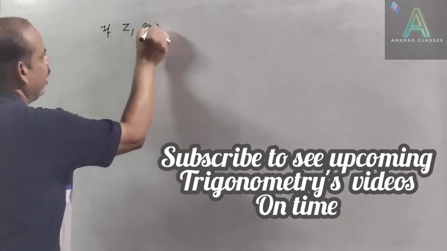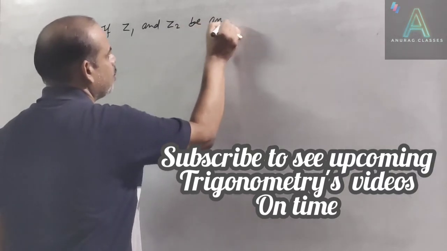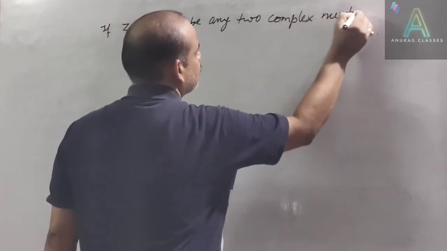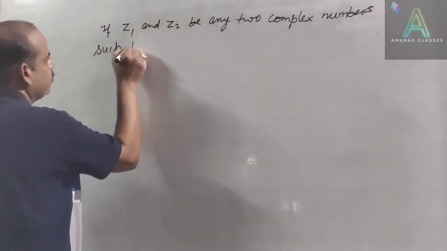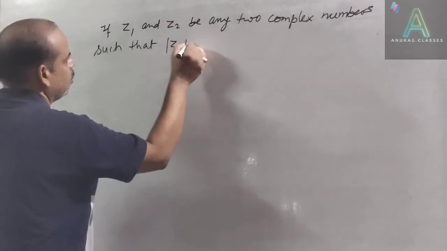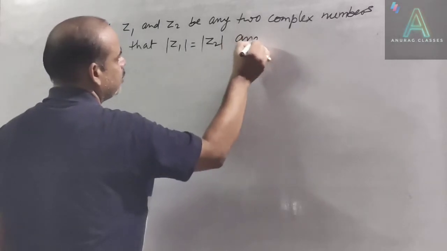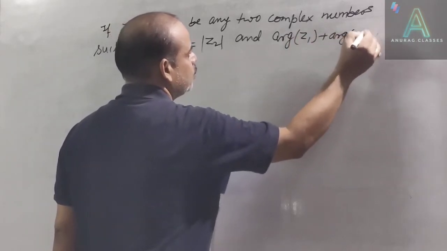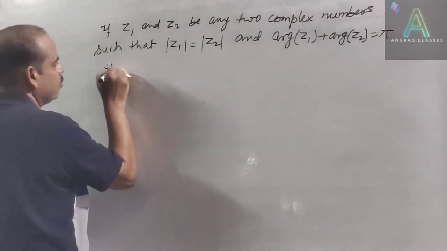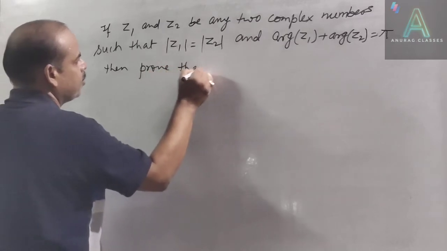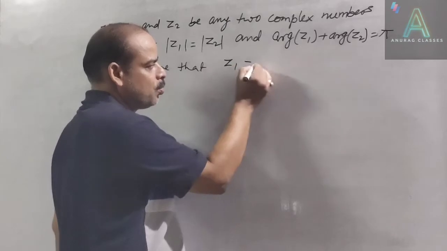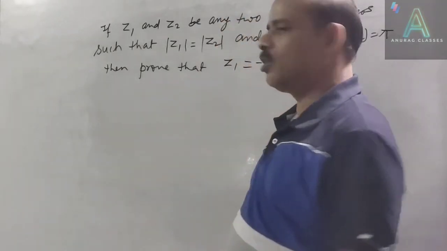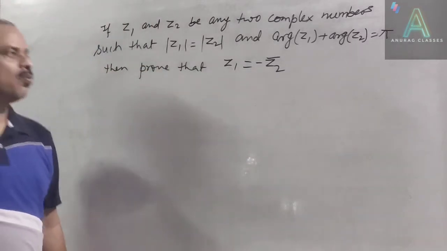If Z1 and Z2 be any two complex numbers such that mod Z1 is equal to mod Z2 and argument Z1 plus argument Z2 is equal to pi, then prove that Z1 is equal to minus of Z2 conjugate. This is the question which we have to prove.